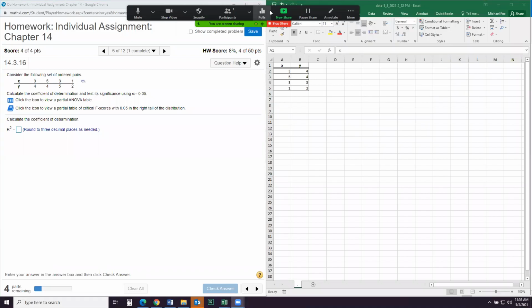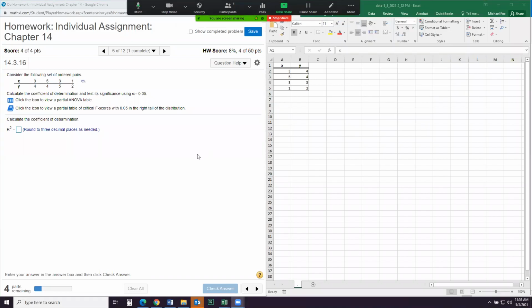All right, here is question number 6 on the chapter 14 assignment. I've already exported it to Excel. So that's what it will look like when you click on this and hit open in Excel. It wants us to calculate the coefficient of determination with an alpha of 0.05. So the first thing it wants is the coefficient of determination.